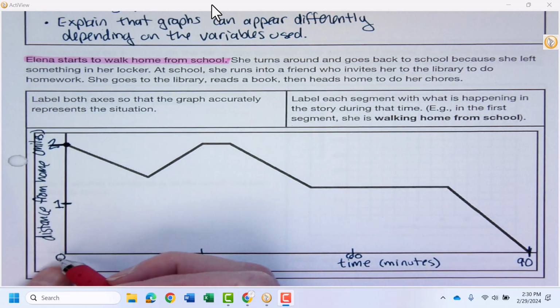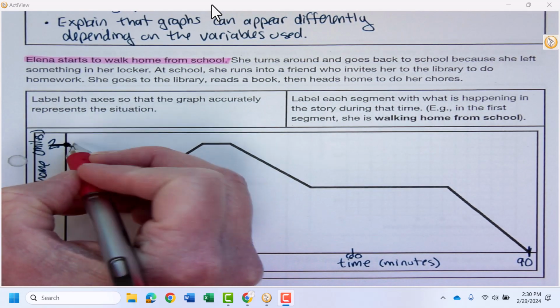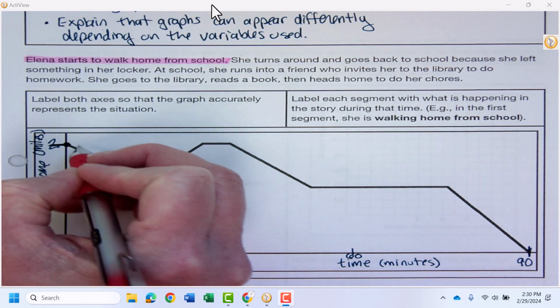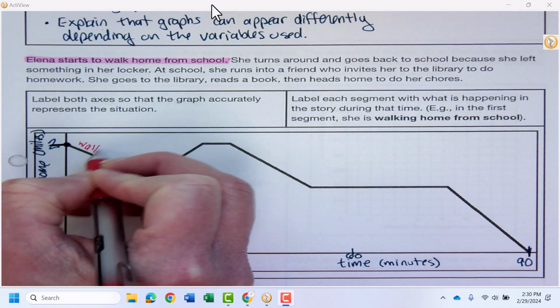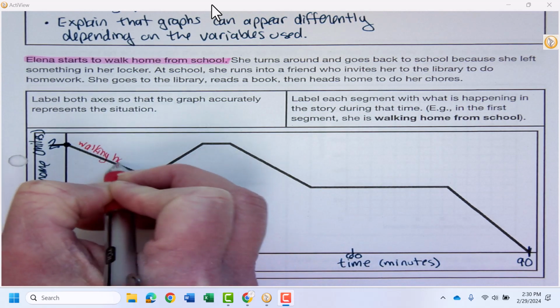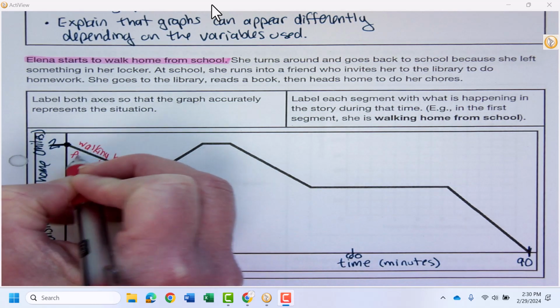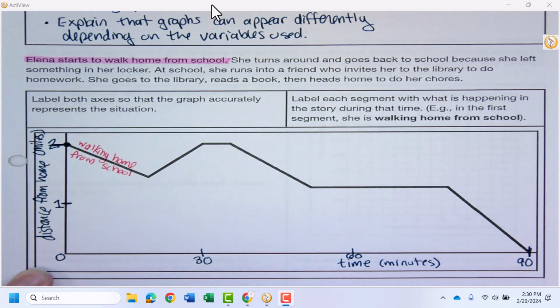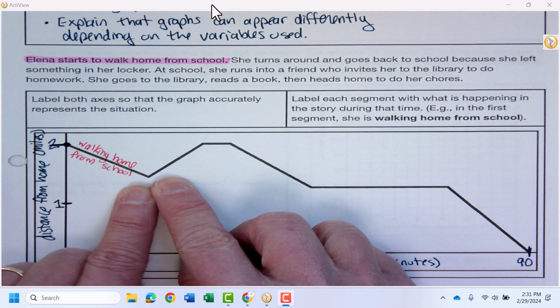So here it's 0 minutes. She's 2 miles from home. And so I'm going to say walking home from school. Okay, so that's the first part.